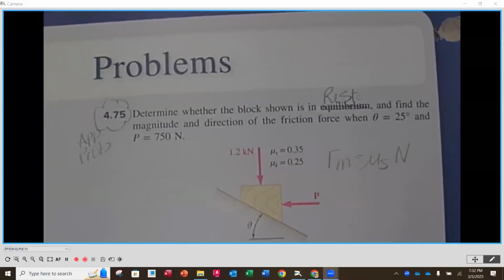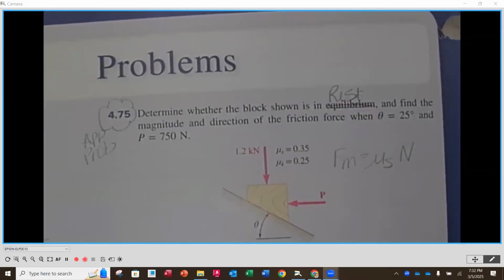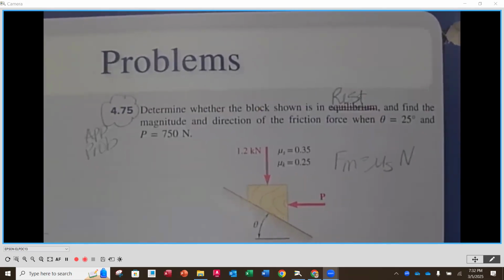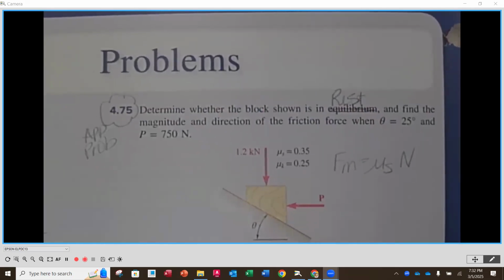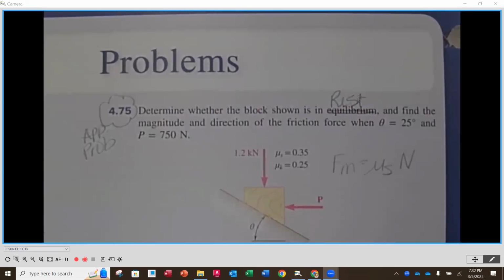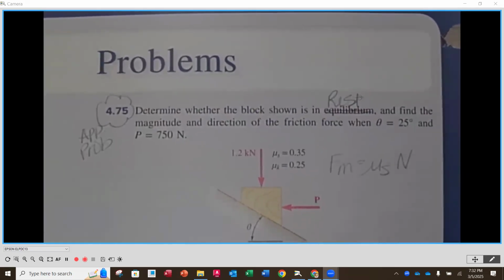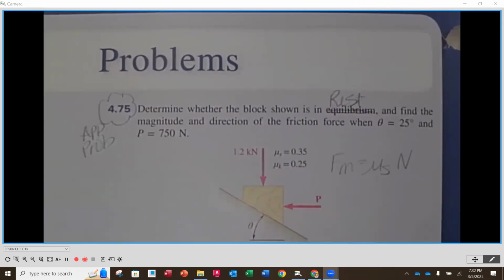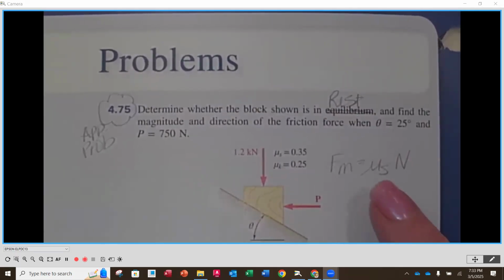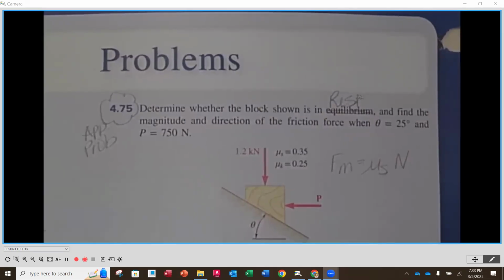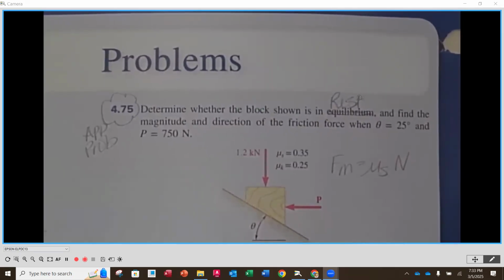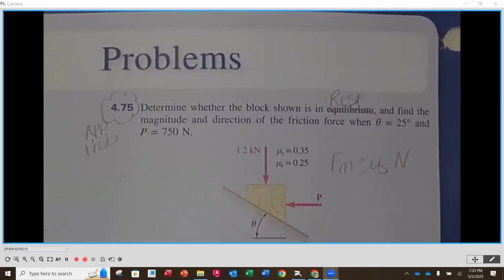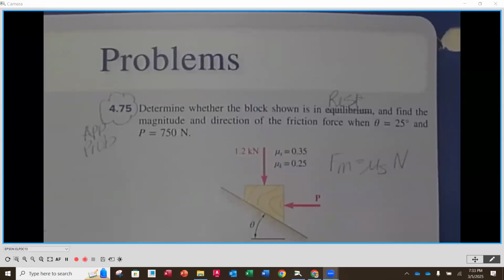Okay, we're going to take a peek at getting problem number 475 set up. The problem is at the top of page 214, and it says we want to determine whether the block shown is in equilibrium. They use that term, but it really means, is it at rest or is it moving? And we can determine that by comparing it to the maximum friction force. If you remember, the maximum friction force is the highest value on the friction curve when we have a point.